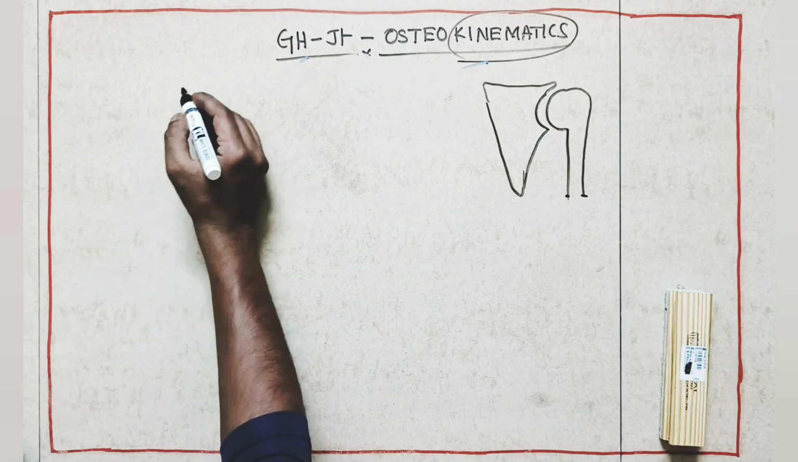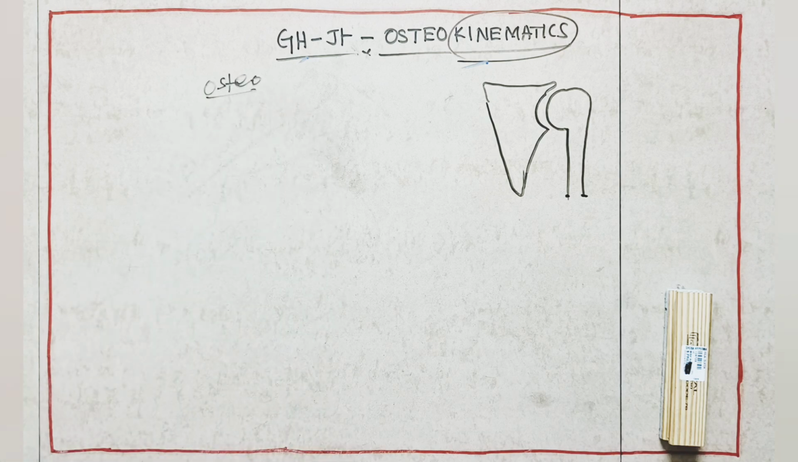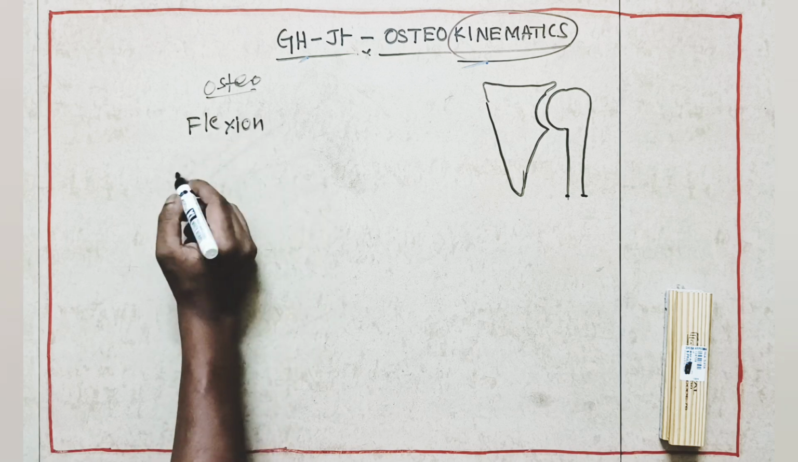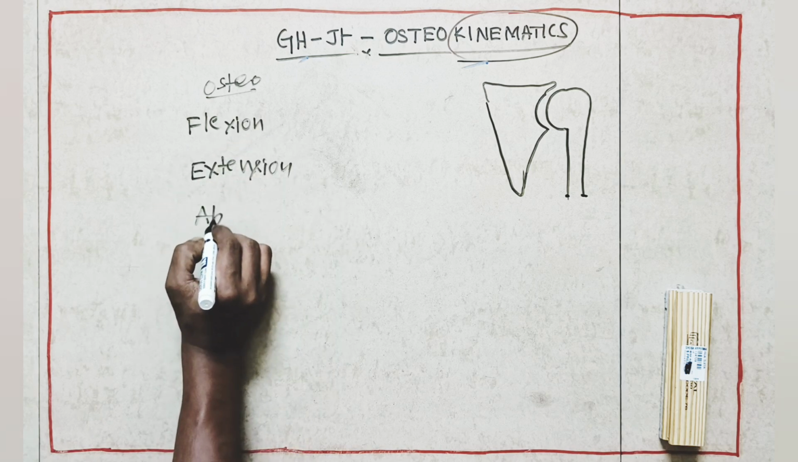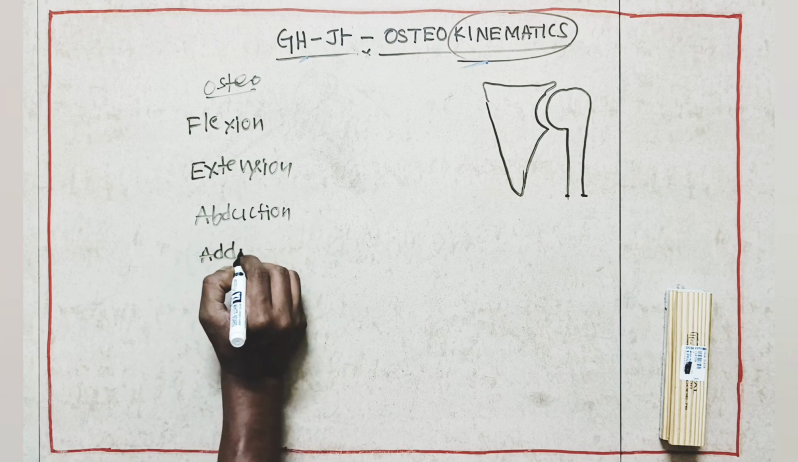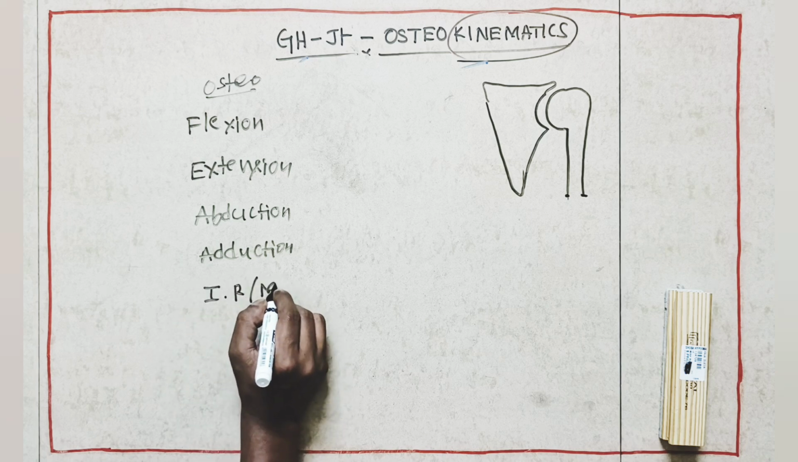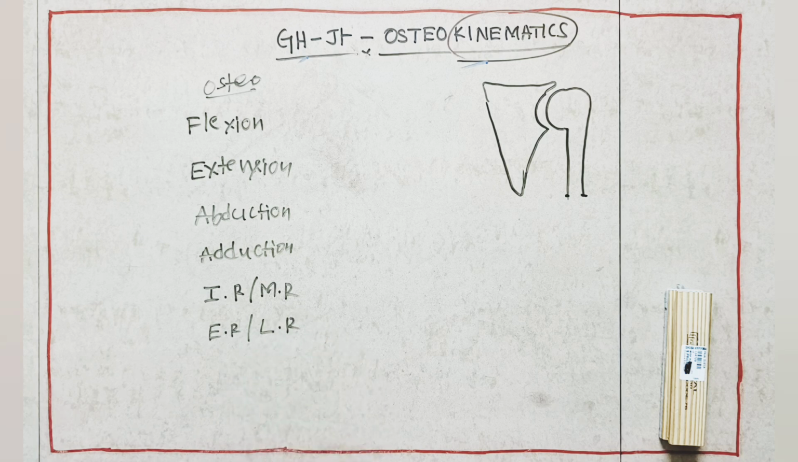In the glenohumeral joint, we have osteokinematics. First one, flexion movement. Second one, extension movement. Third one, abduction movement. Fourth one, adduction movement. Fifth one, internal rotation, also called medial rotation. Last one, external rotation, also called lateral rotation. These are the movements we have in the glenohumeral joint.